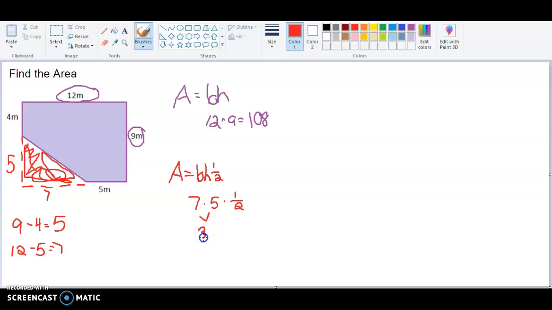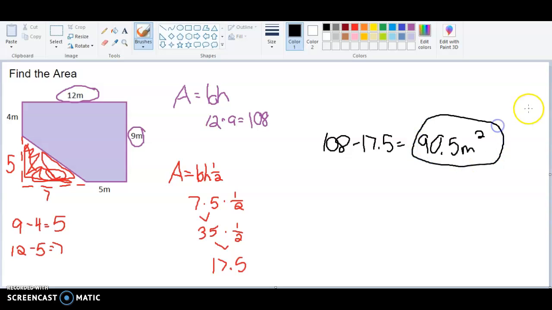7 times 5 is 35 times 1/2. I'm going to get 17.5. Okay? Now because I added this, the red is extra, I'm going to have to subtract 108 minus 17.5, which is going to get me the area of just the purple. Okay? I had to take out the red. 90.5 meters squared.